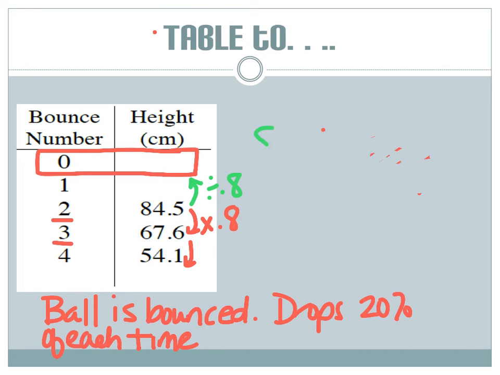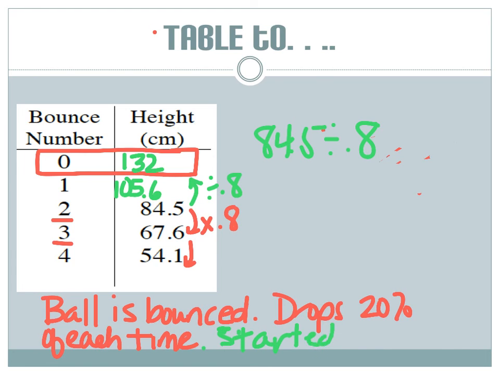So 84.5 divided by 0.8 gives you 105.6, and I'm rounding to the nearest tenth of a centimeter because that's what was done before. And then when I divide by 0.8 again, I get 132. So the ball is bounced, it drops 20% each time, and it started at 132.